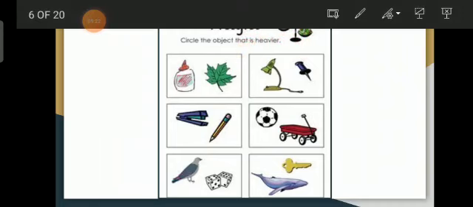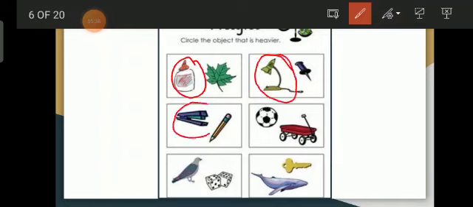Glue bottle or a leaf, which one is the heavier one? Yes, bottle. A table lamp or a nail? Table lamp is the heavier. Stapler or a pencil? Stapler. This trolley or the football, which one is the heavier one? Yes, trolley.